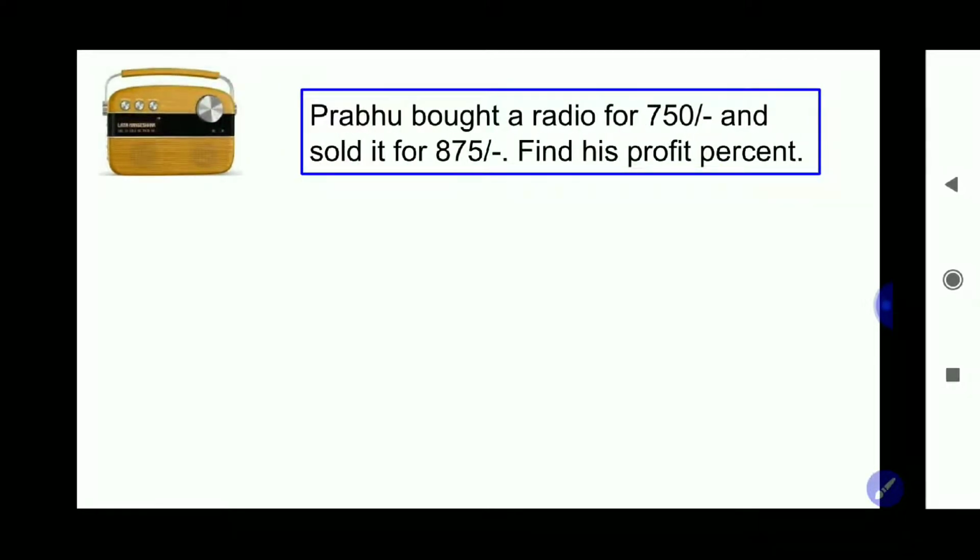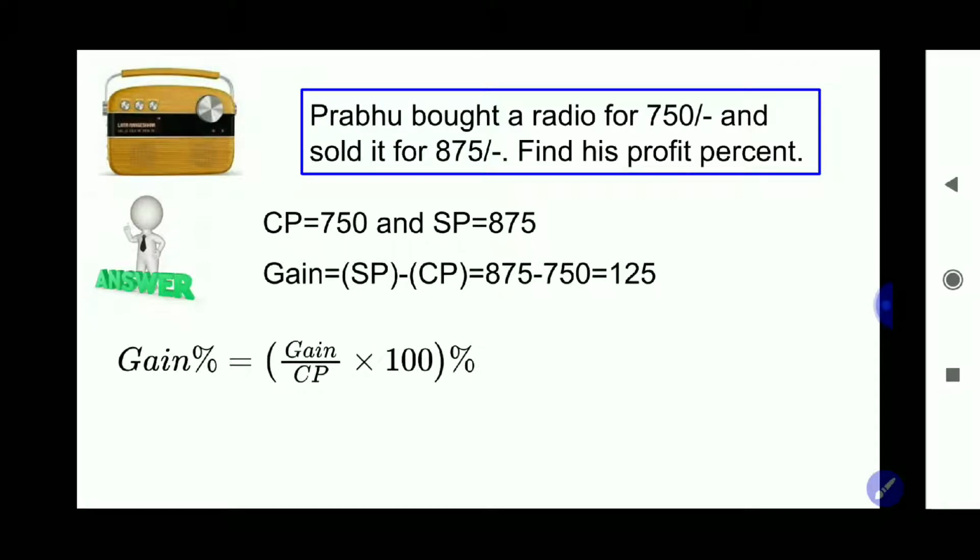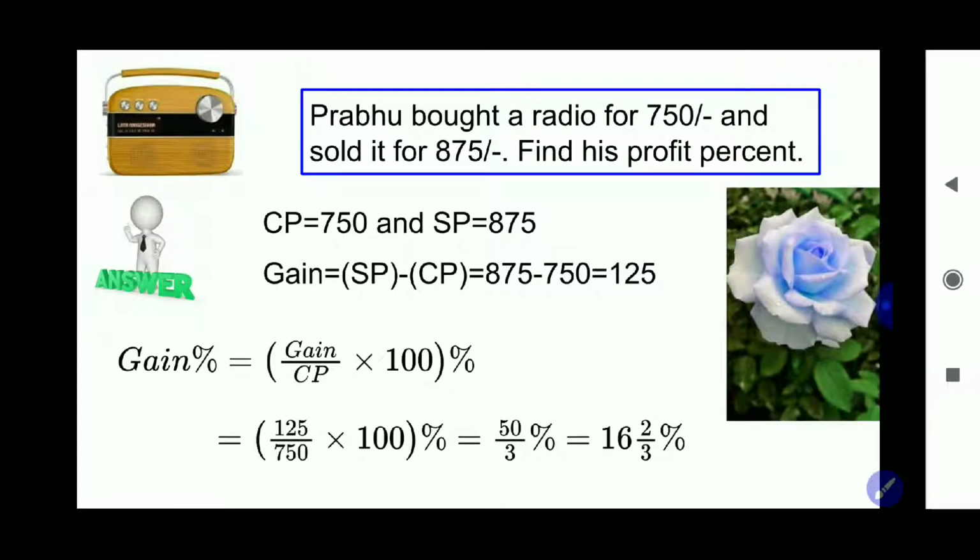Now let us solve a question. Prabhu bought a radio for 750 rupees and sold it for 875 rupees. Find his profit percent. In this question, cost price is 750 and selling price is 875. So, gain is equal to SP minus CP, that is 125. So, gain percent, the formula says gain by CP into 100. So, it is 125 by 750 into 100. Its answer is 16 and 2 by 3%.